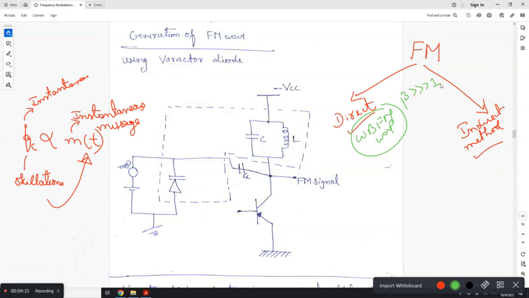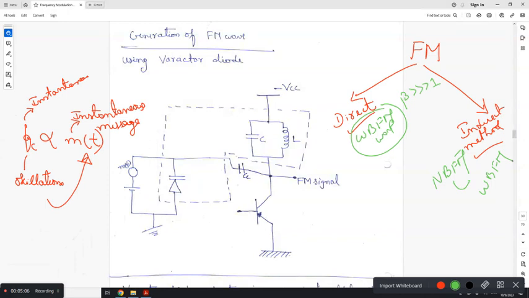Then what is indirect? In the indirect method, you use your existing hardware of AM and then use frequency multipliers to get wideband frequency modulation. First you generate a narrow band frequency modulated wave. After that you use multipliers to get your wide band frequency modulated wave.